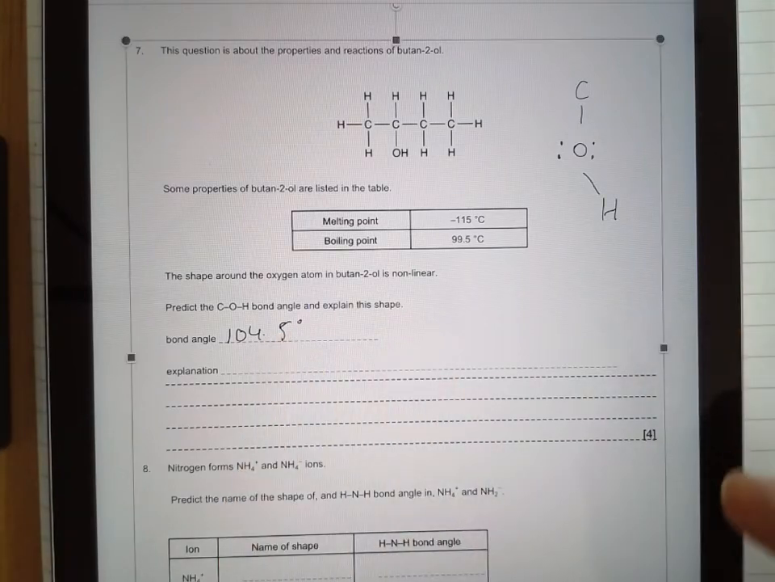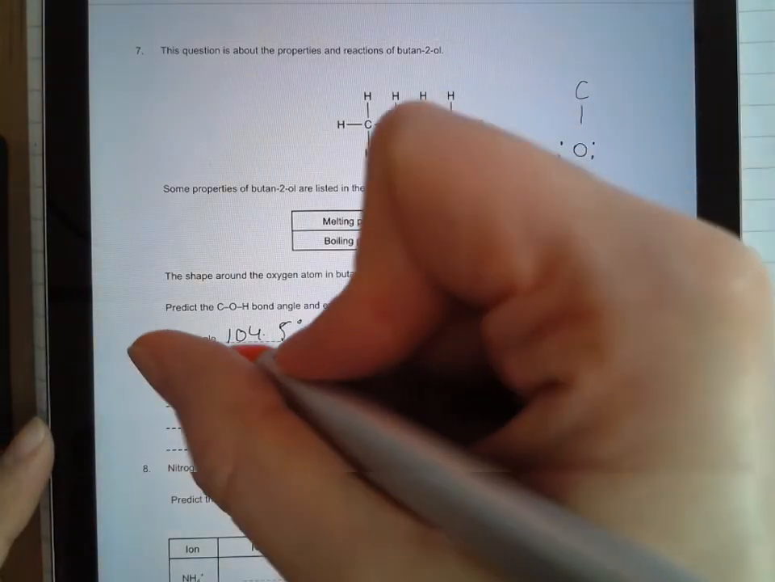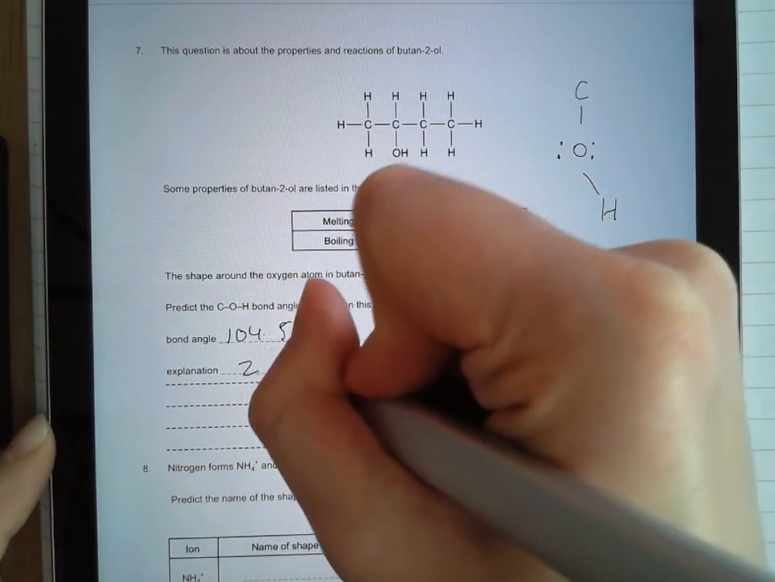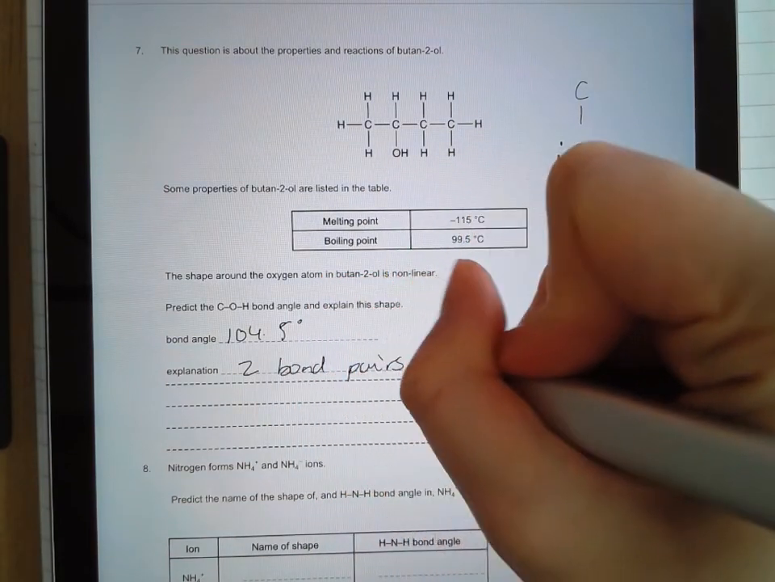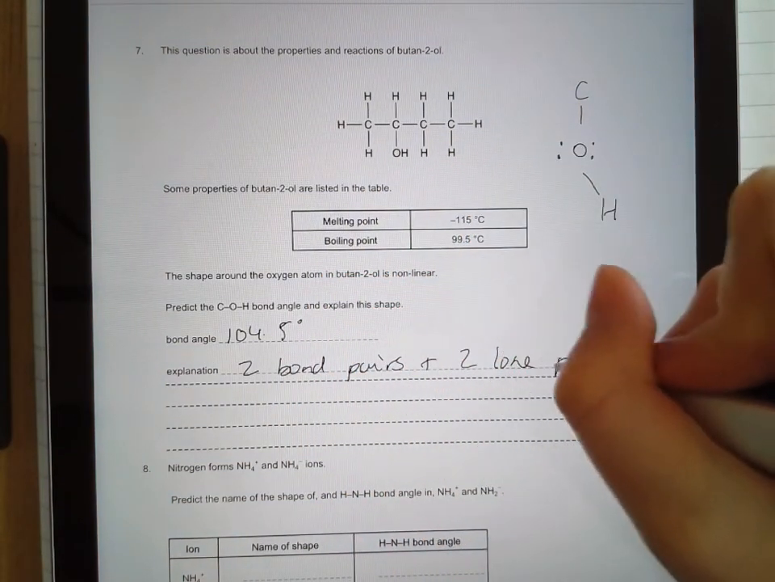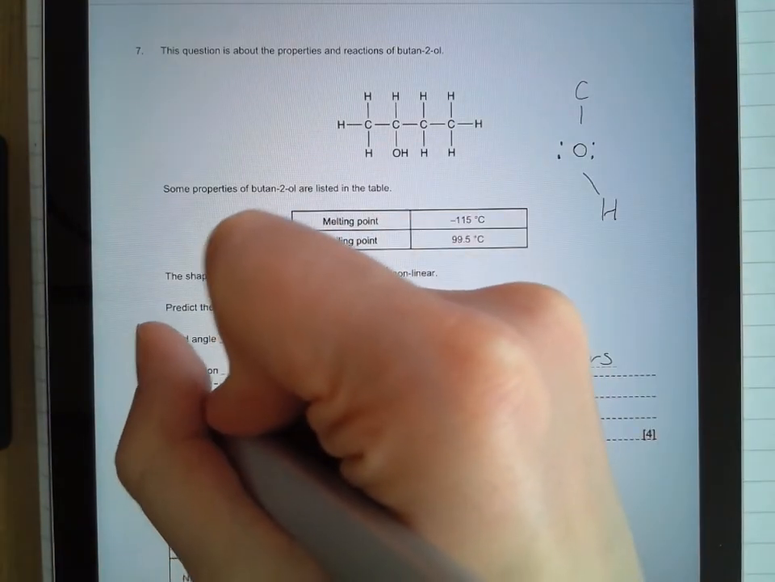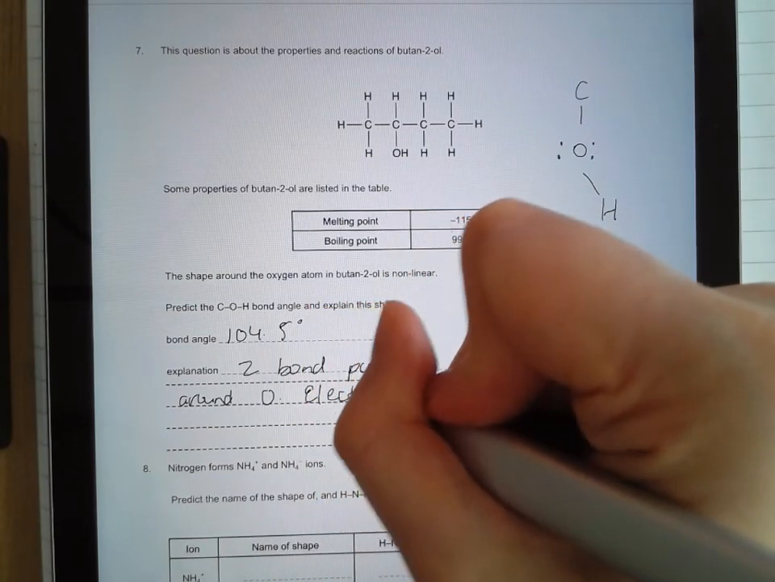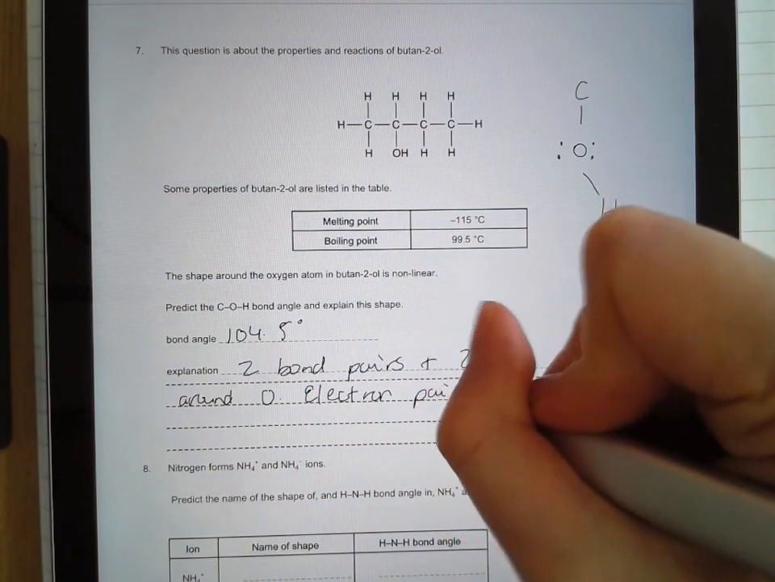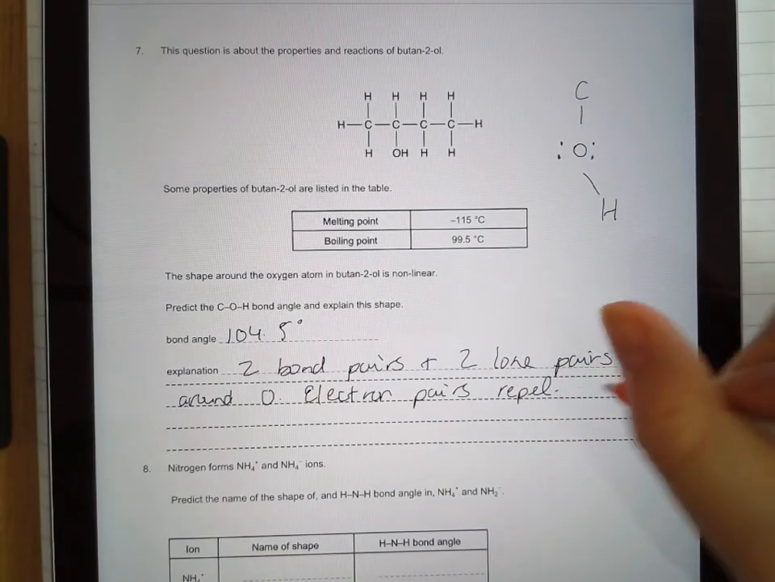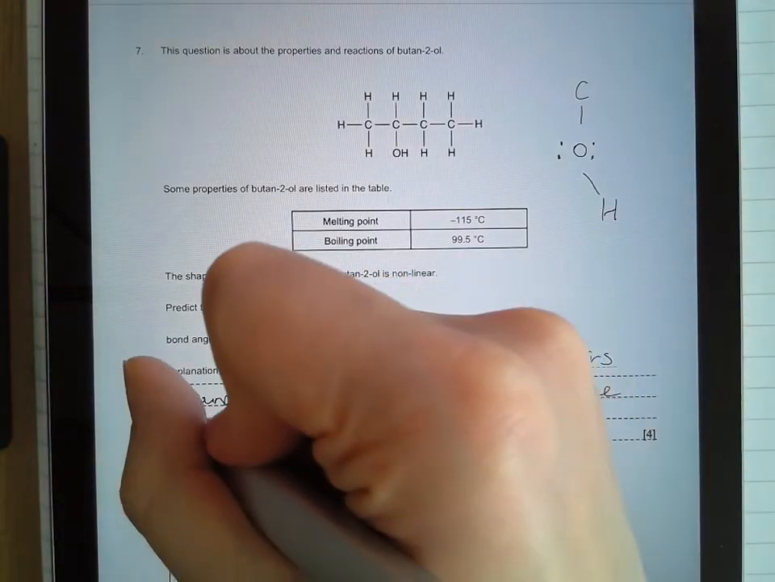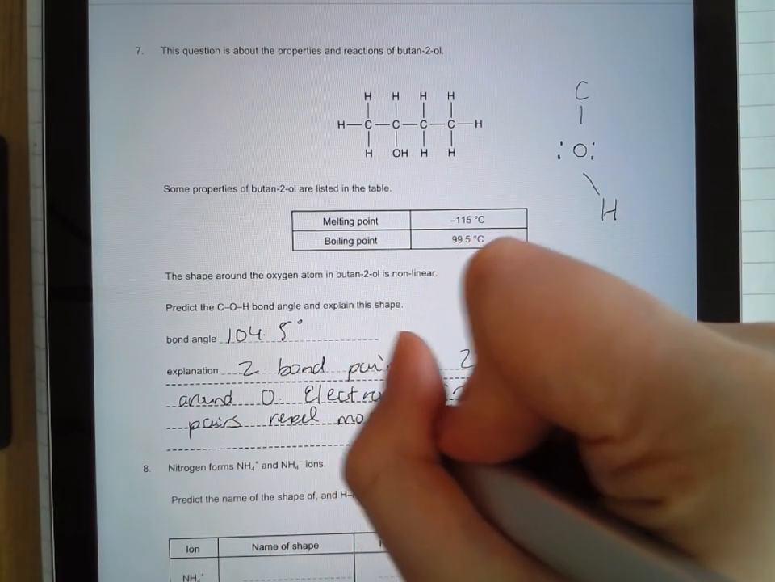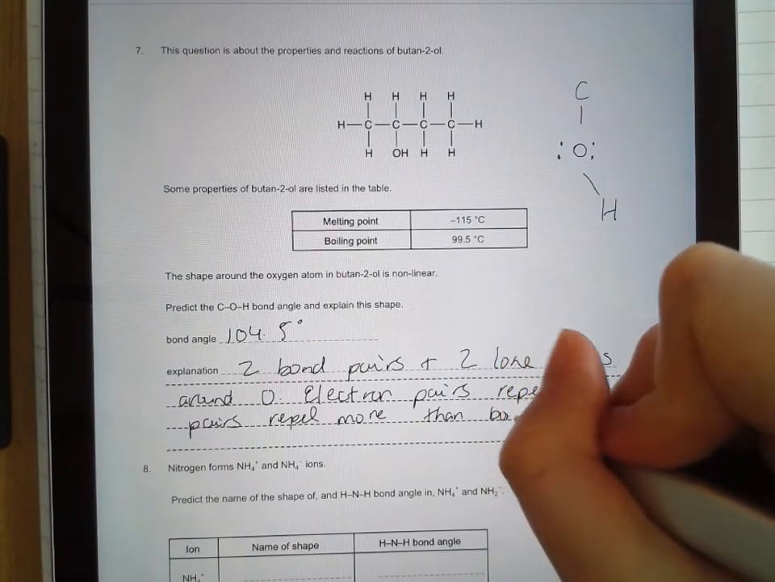But then you need to explain. In your explanation, you need to state that there are 2 bond pairs and 2 lone pairs around oxygen. Then you're going to say electron pairs repel. And then, because you do have lone pairs, it's relevant to add that lone pairs repel more than bond pairs.